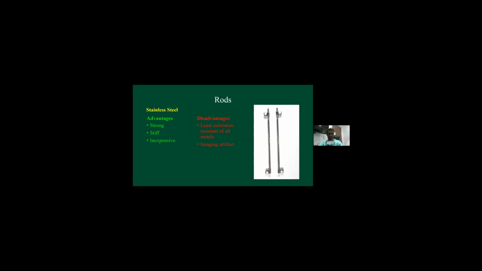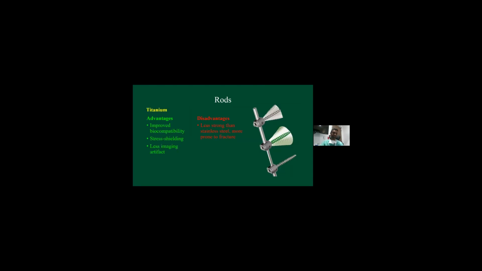So stainless steel rods were the first rod material that was designed. They have good stiffness, they have good stability for proper spine alignment, but they generate significant artifact with imaging. They're also inexpensive. Stainless steel rods have largely been phased out now by titanium rods. Titanium rods compared to stainless steel have better biomechanical properties for bone, improved biocompatibility, and decreased stiffness that reduces stress shielding, especially in high stress areas like the lumbar spine. Titanium also doesn't have much artifact on imaging.